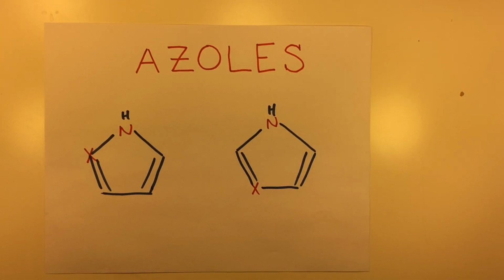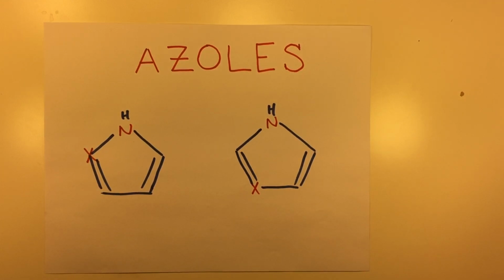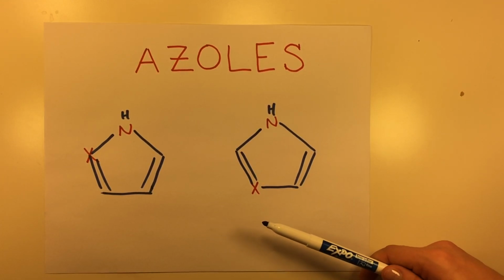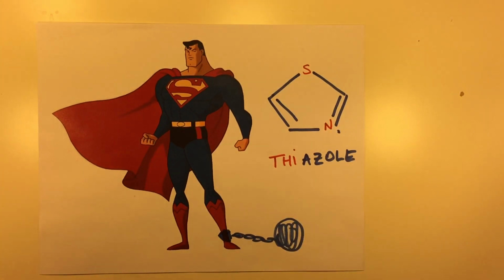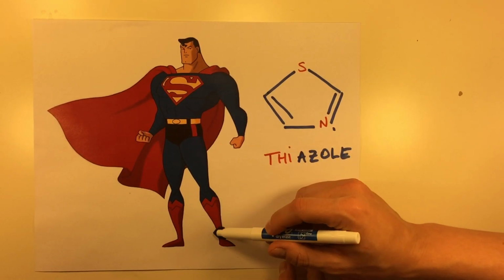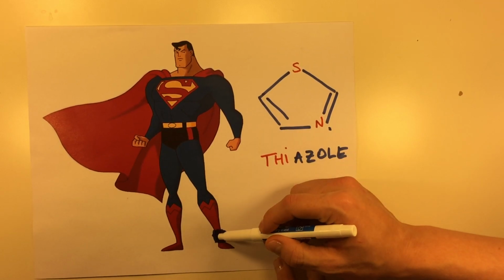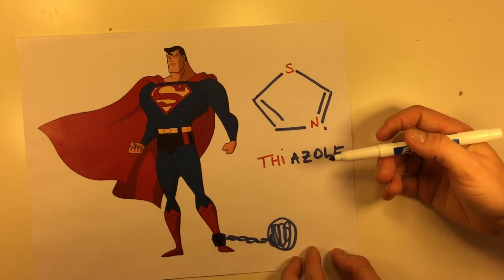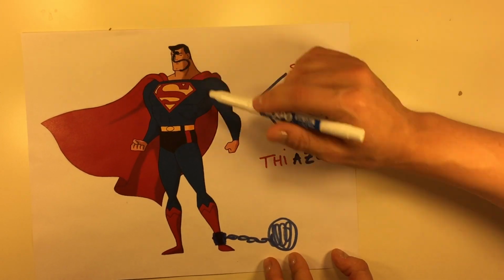The next category is azoles. Azoles are five-membered rings that contain a nitrogen and at least one more atom, and this atom could be nitrogen, oxygen, or sulfur. Thiazole. We can think of Superman again, but with a chain and ball attached to his foot, so he got arrested. This way, you can remember the point of attachment, and sulfur is his head.